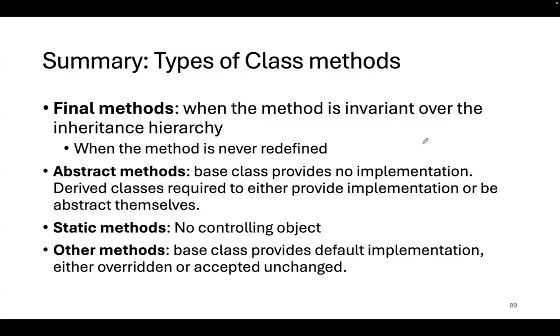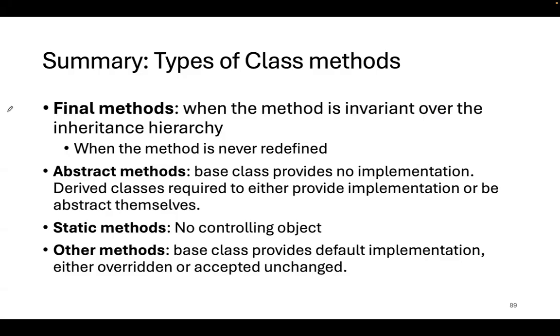All right, so in summary, we have some kinds of class methods. We've got final methods. Those are ones where the method is invariant over the class hierarchy, meaning that we're defining it here. Its implementation will never change. I will never want to override how this method works. We have abstract methods, where the base class provides no implementation, but derived classes are required to either provide that or be abstract themselves. We'll see this in the lab.